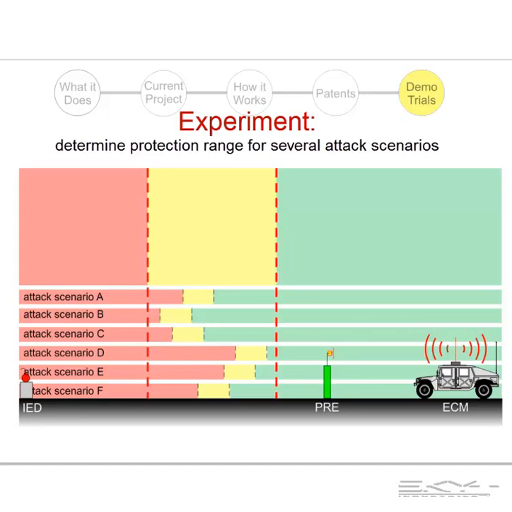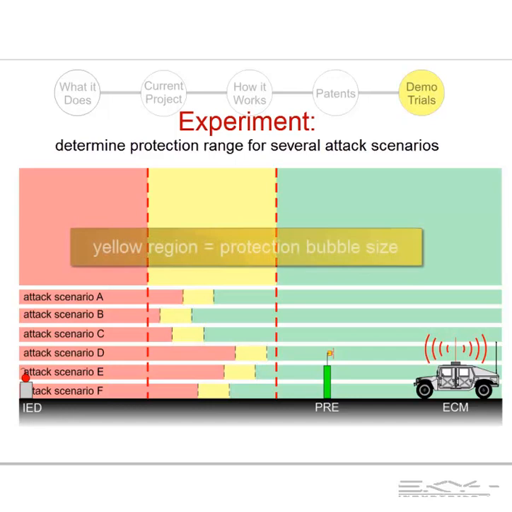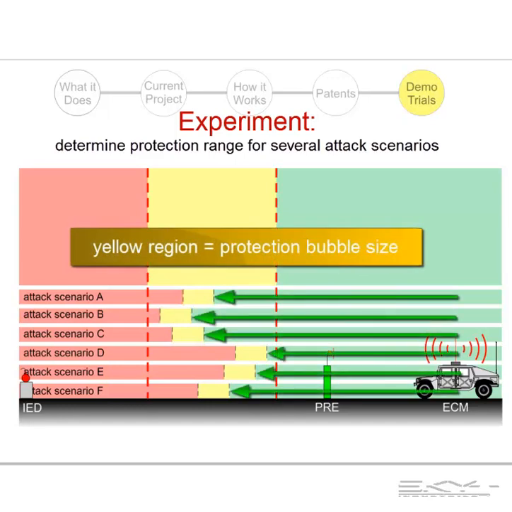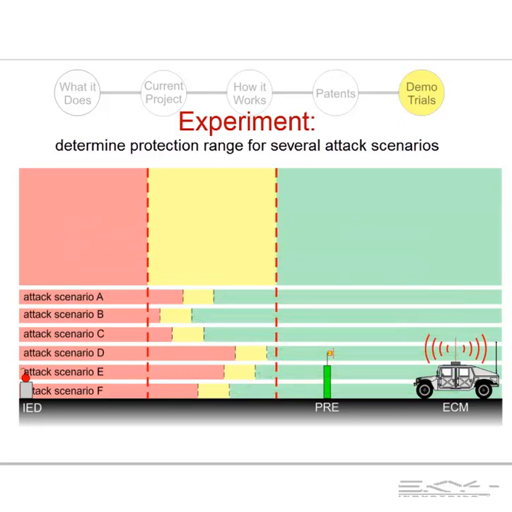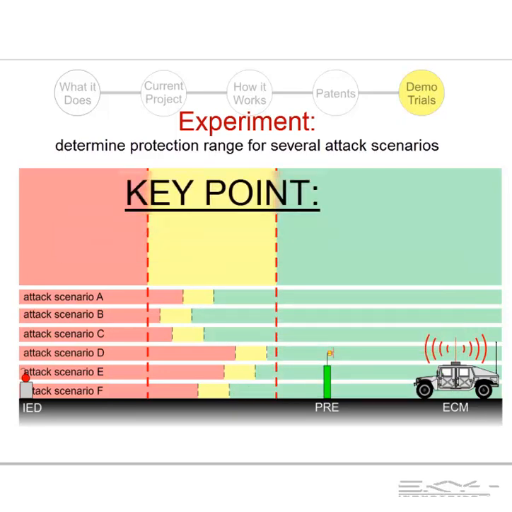The yellow region in each case, the little narrow yellow region, represents the region over which the ECM protection is observed to be intermittent. This means that the ECM is intermittently successful in preventing the trigger signal from getting through. So in simple terms, it demarks the outer limit of the ECM protection range, the bubble size. Because the protection range depends on the attack scenario and a number of other variables, each attack scenario potentially produces a different protection range, a different bubble size. However, and this is the key point, they all lie within the warning zone calculated by the PRE device.